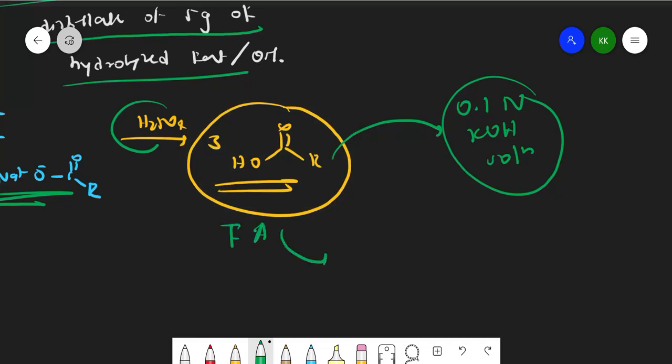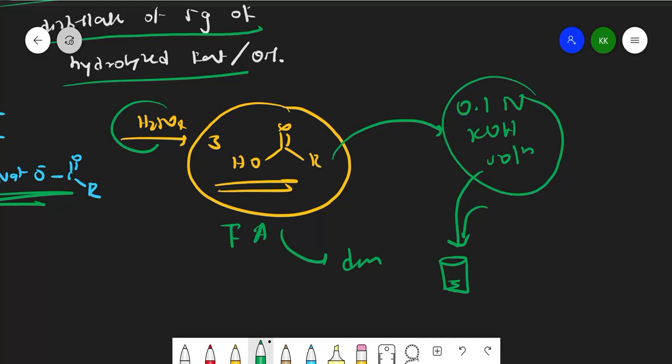That will be distilled and taken in a beaker. To that I will neutralize using this 0.1 KOH solution, right? So the value which I will get, that is nothing but my RM value, right? So this is the RM value.